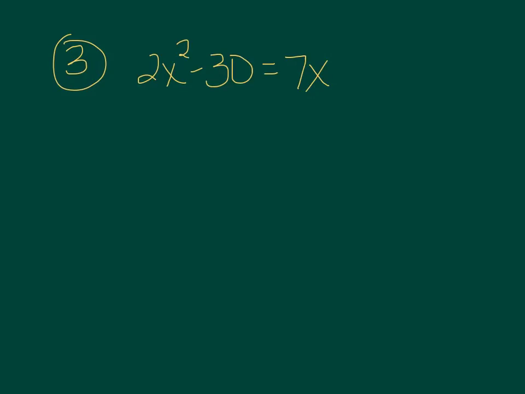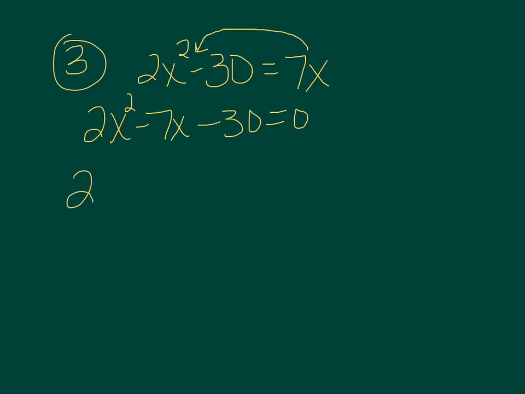Okay, again, this one's not equal to 0, so I need to move the 7x over. Now make sure you put it in order. The 7x is actually the middle term, so I'm going to move it in front of the minus 30, and when I move it, it's a minus 7x. So 2x squared minus 7x minus 30 equals 0. Okay, can't factor anything out. So I got my x's. Bring down my equals 0.